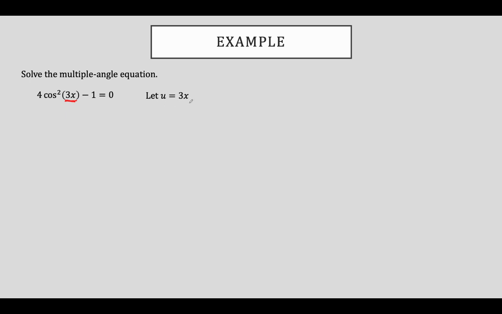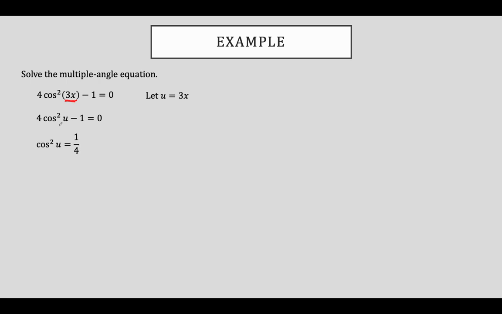Right? We say u is equal to whatever we see inside of our trig function. Now we can rewrite our equation in terms of u in a much more simple manner. We have 4 cosine squared u minus 1 is equal to 0. We would now begin to isolate our trig function, cosine u, starting by adding 1 to both sides of the equation and dividing by 4.